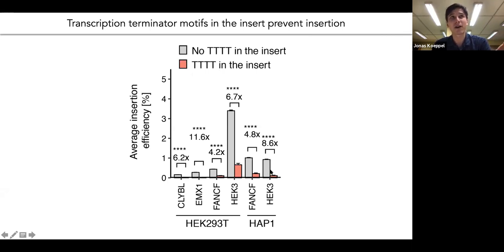And out of our library of around 2,700 sequences, there were 24 that were not detected in any of our screens. And of the 24 that weren't discovered, 23 had at least one of those terminator motifs.